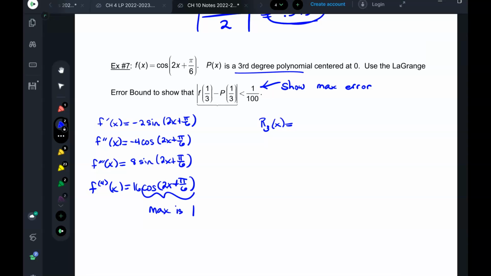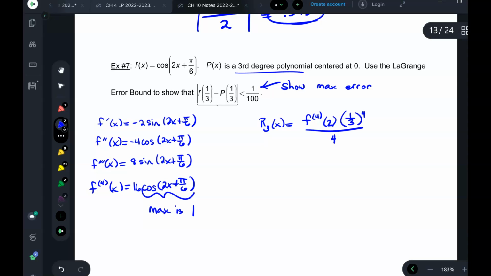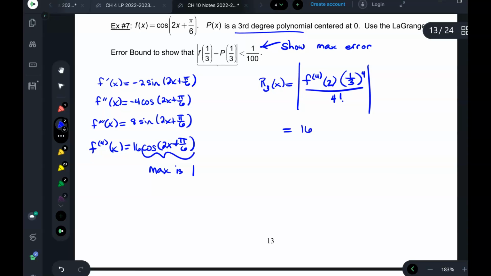All right, so wouldn't it be 16? It's centered at 0, so it's basically 1/3 minus 0, so just 1/3 to the 4th over 4 factorial. Does that make sense? Our x is 1/3, a is 0. Yeah, so this has to be 16. Where did 100 come from? Oh, we want to prove, is this less than 1/100th?